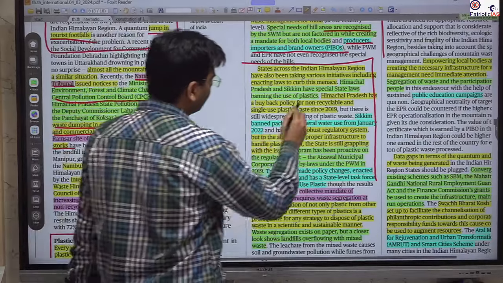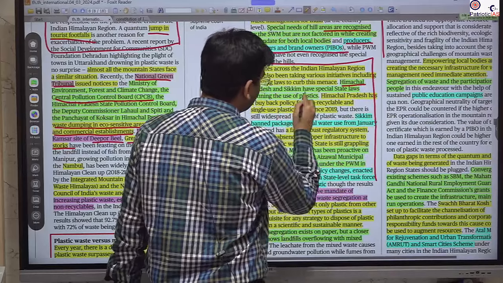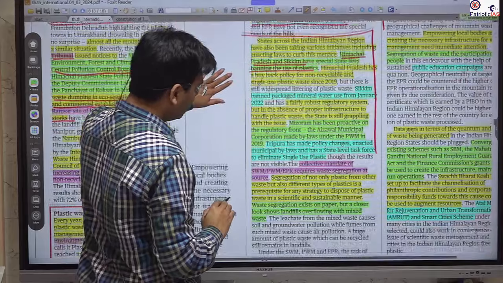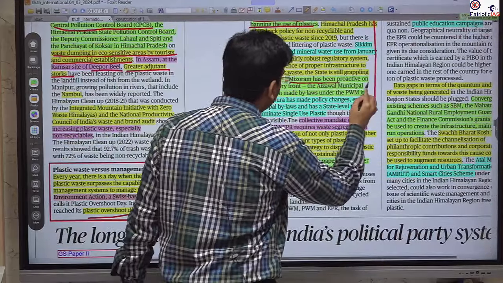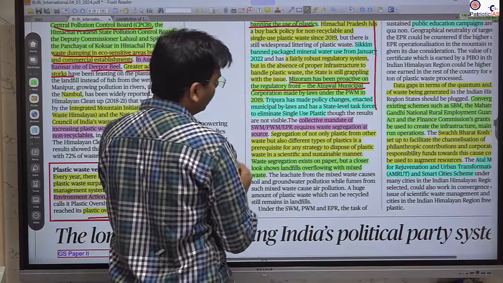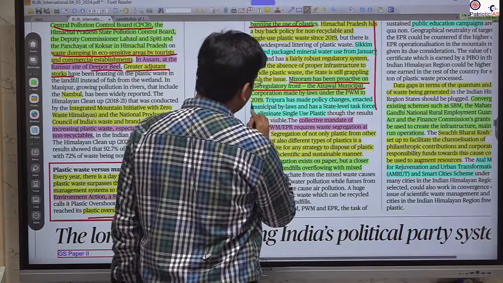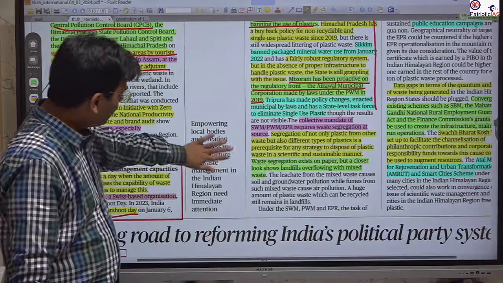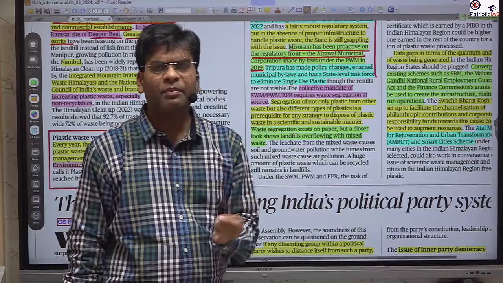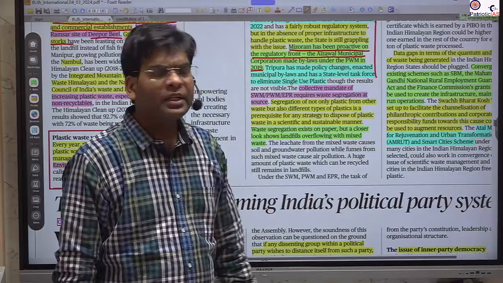For example, here it is given that Himachal Pradesh and Sikkim have a special status, banning the use of plastic. Beside that, we have seen that Mizoram has been proactive on the regulatory front and Aizawl Municipal Corporation made bylaws under this act. Okay, so here it has given the law, but the thing is that they don't have that much capability and funding to implement all this.